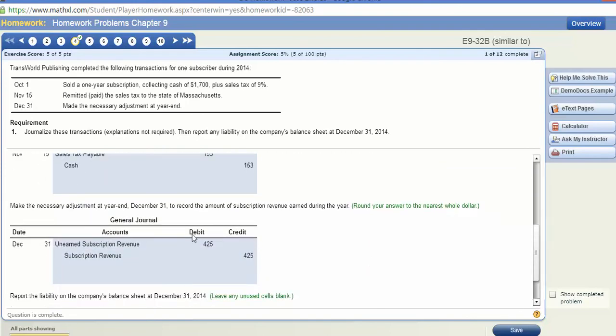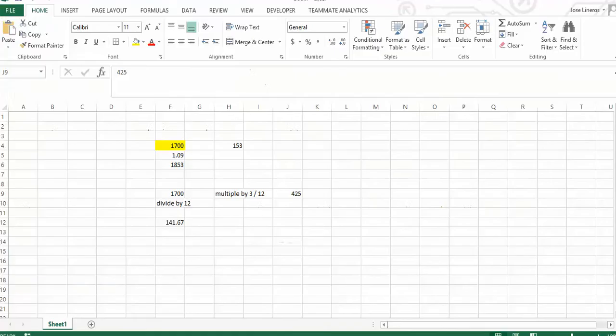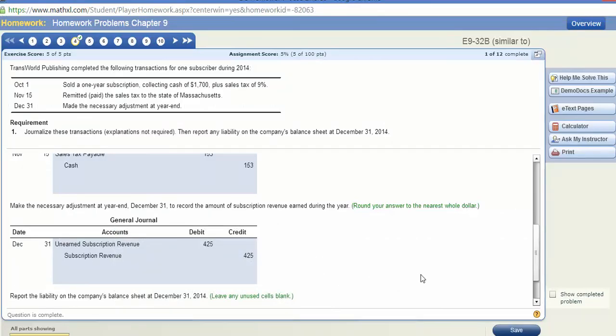And then here we're just adjusting, accruing subscription revenue of 425. That represents October, November, December, and that's 3 over 12. 1,700 times 3 divided by 12, and that's our 425. Be sure and practice these. You can't just do these once and be super fantastically confident. The more you practice it, the easier it gets to do this quickly and accurately. I hope this was useful.